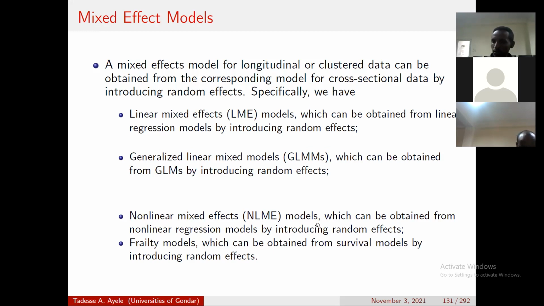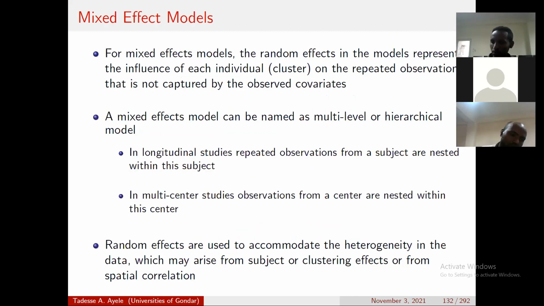There is also the non-linear mixed effect model, which can be obtained from a non-linear regression model by introducing random effect. And at the same time, survival analysis is likewise extended: the frailty model, which can be obtained from survival models by introducing random effect. So every standard model we have seen so far is extended when we do correlated data analysis. How? By introducing random effect. How are you going to introduce random effect? That we are going to see next.